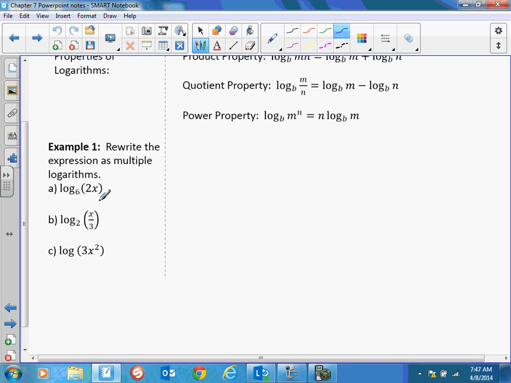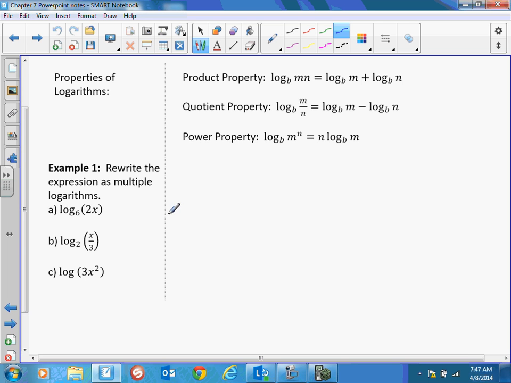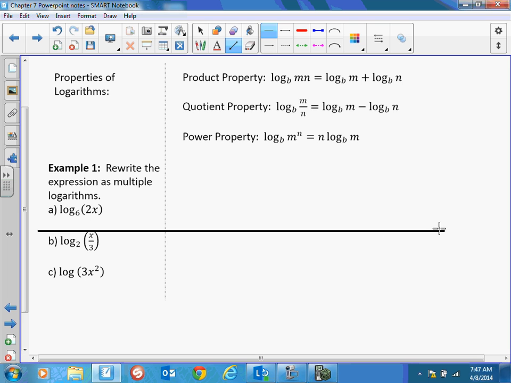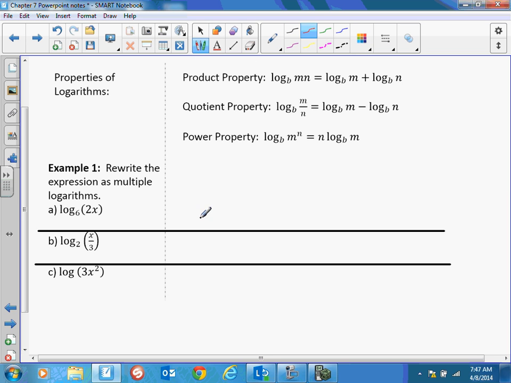First one, rewrite the expression as multiple logarithms. You see right here is 2 times x. So we can look at the top one, the product property, where you can write it as two separate logs by adding. So the first one we can write as log base 6 of 2 plus log base 6 of x. We're done because we took the two that were multiplying and we added them together.